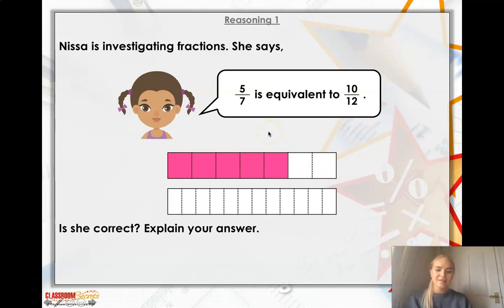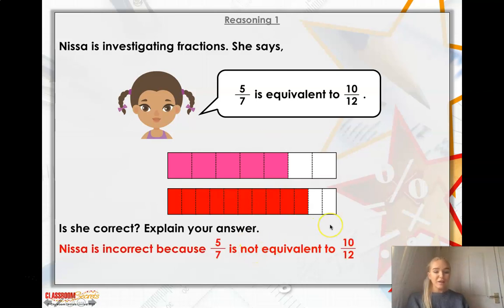So 10/12 is here. If I match it up, that is not the same as 5/7. So first of all, we can say that Nisa is incorrect, but because it's a reasoning question, we have to explain why. Why is she not correct? What has she done wrong? 5/7 is not equivalent to 10/12. She incorrectly said that it was equivalent when it's not.